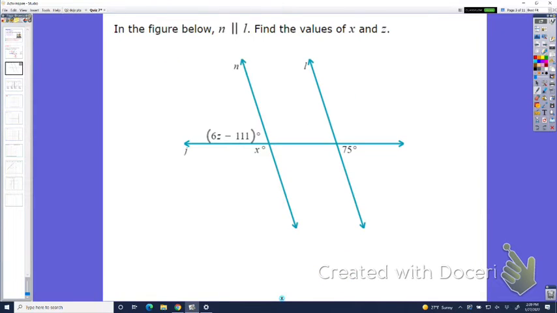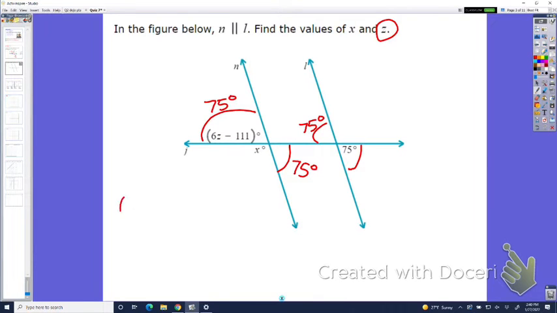Now this one's a little more advanced because it only gives you one angle here, which is 75. But we should know the one across from it is also 75, and then these 2 also have to be 75. That's going to help us figure out the value of z first, and then we'll use that information to find x.